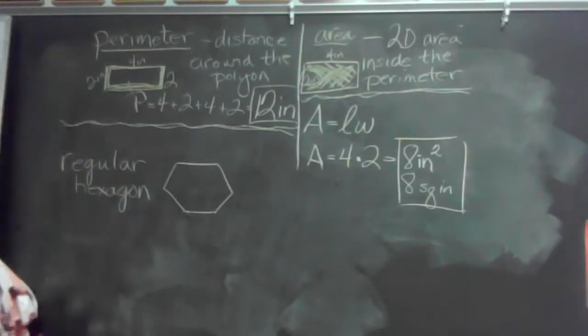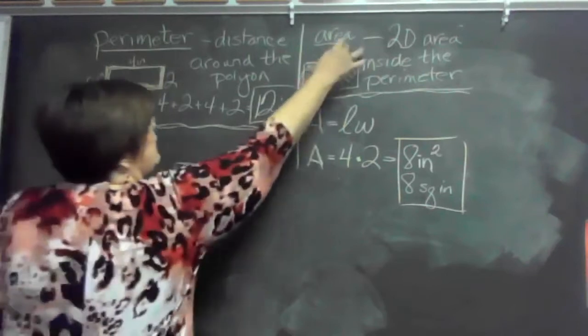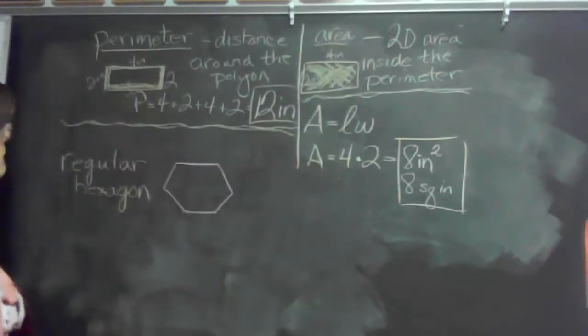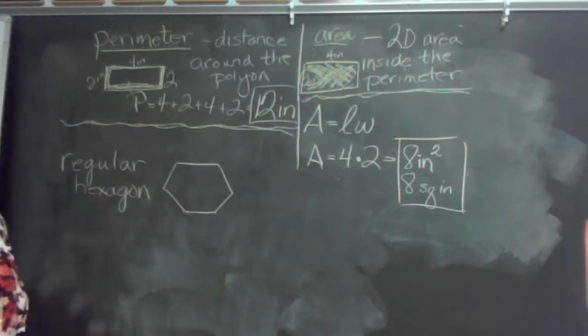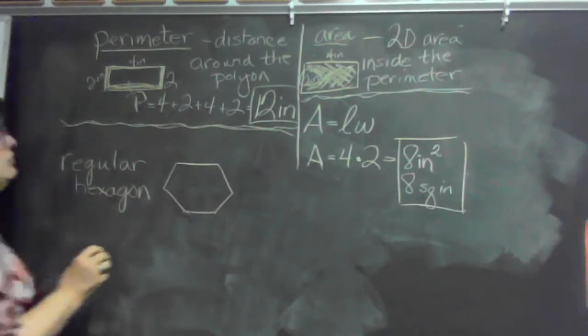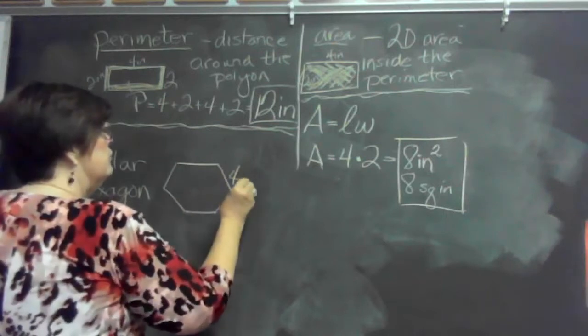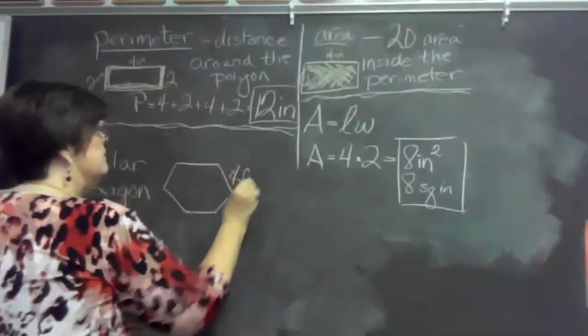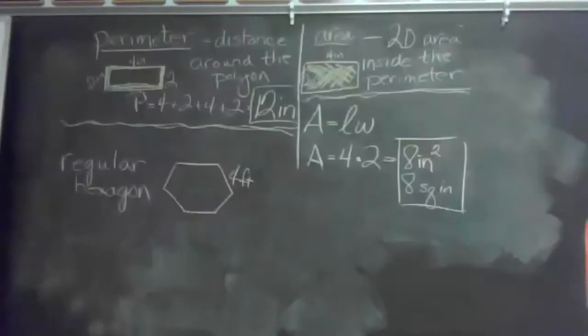So what we're starting to do is find perimeter and area of certain polygons. And you'll need to go back because we did a bunch of definitions at the first of this session. Okay, now let's do this one, 4 feet. Now, tell me what the perimeter of this is.